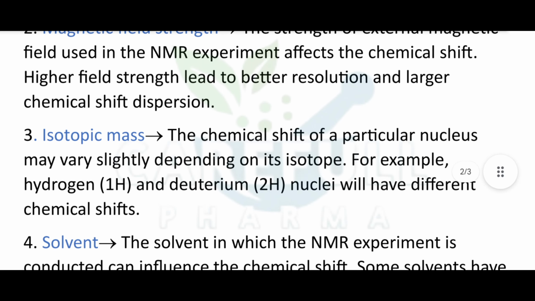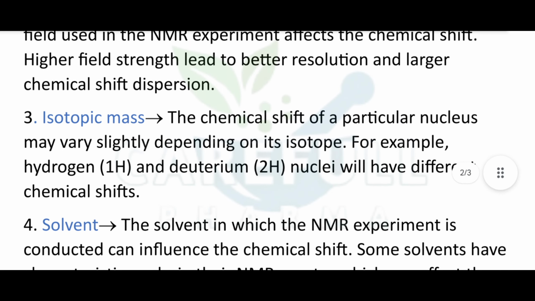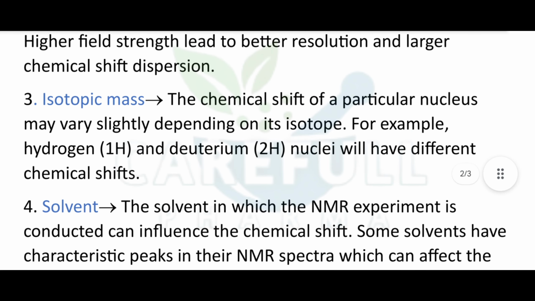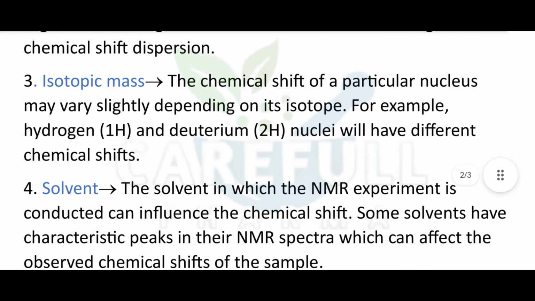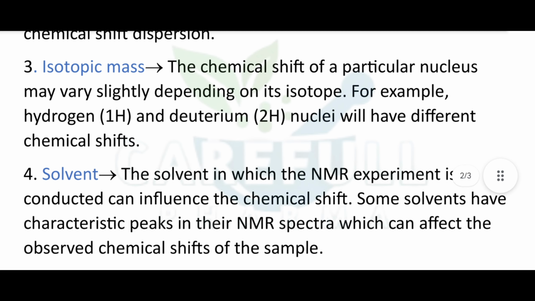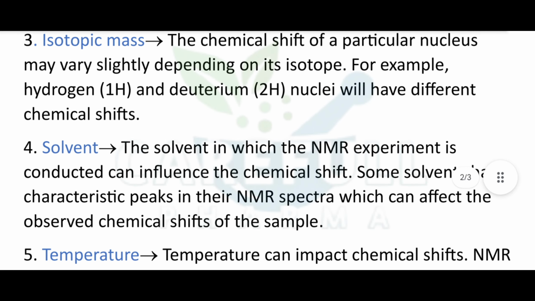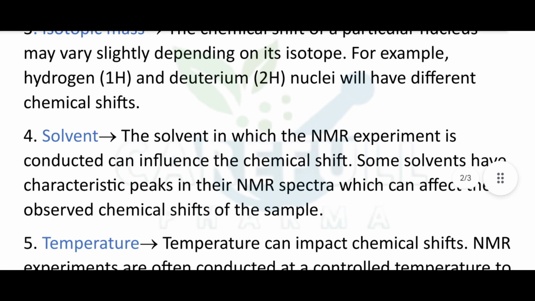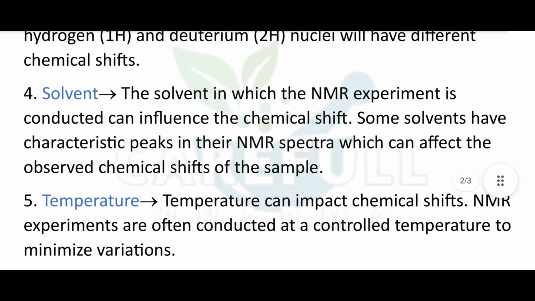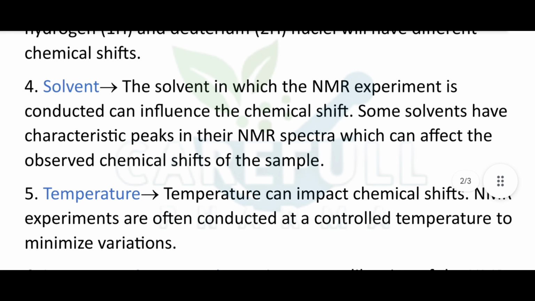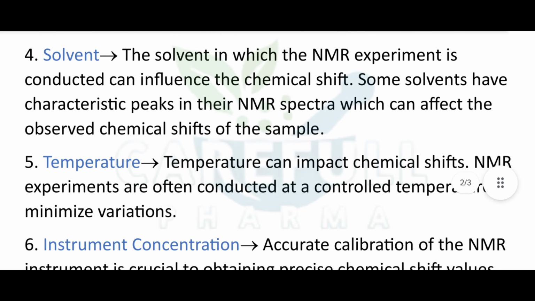4. Solvent. The solvent in which the NMR experiment is conducted can influence the chemical shift. Some solvents have characteristic peaks in their NMR spectra which can affect the observed chemical shifts of the sample. 5. Temperature. Temperature can impact chemical shift. NMR experiments are often conducted at a controlled temperature to minimize variation.